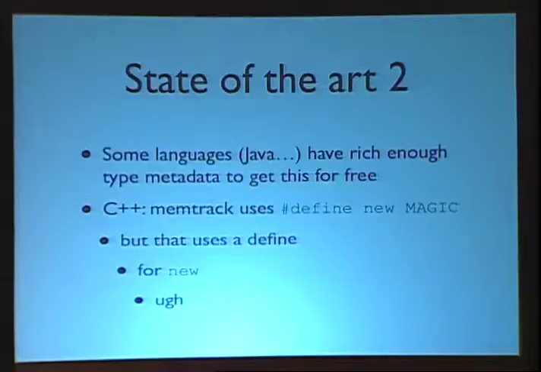There is one existing system that does this, called memtrack. It basically defines new to some magic class that does some trick that writes a site table with all kinds of type info. That kind of works, but it uses a define, so you need to inject that into all your translation units. And also if you write operator new, then the new gets replaced by that magic code and that no longer compiles.